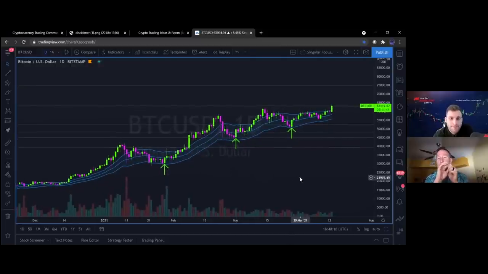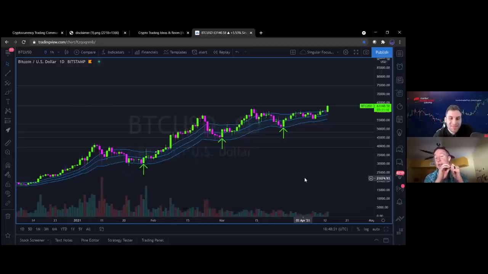Bummer. All we can see is this bullish engulfing candle and go, well, it looks like it could go up. We just don't know how far it's going to go up. And then I guess we would just wait for the next bearish candle to come in.